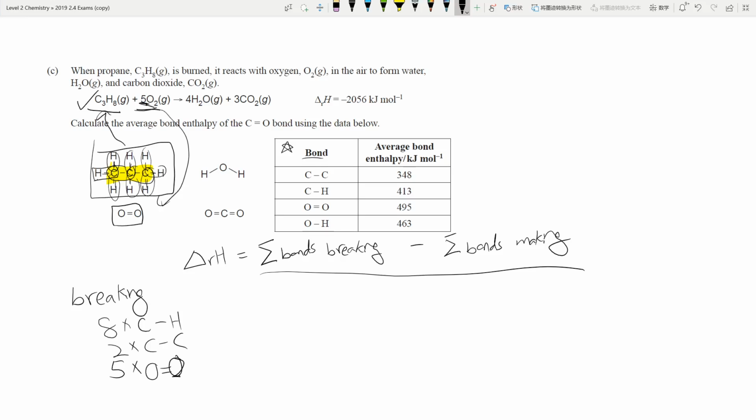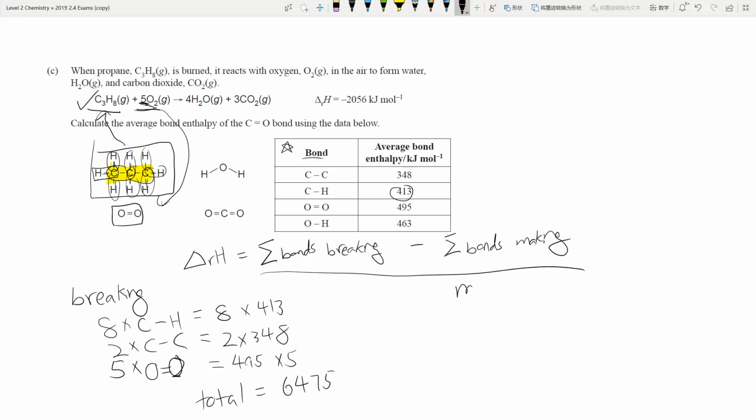Okay. So if we do these together, so that's CH over here, 413, 8 times 413. CC is 2 times 348, and O double bond is 495 times 5. The total, add them up, is going to be a whopping 6475 kilojoules of energy.